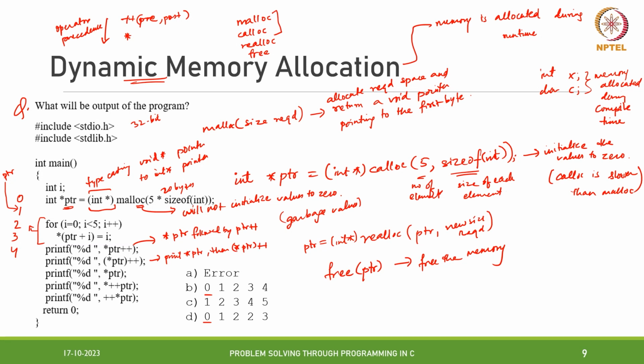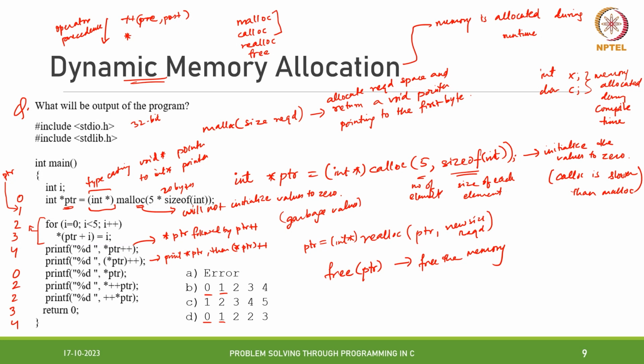ptr is a pointer pointing to the second element currently. So first it will print the value at this element, star ptr, that is 1, and then it will increment the second element by 1. So the array will now become 0, 2, 2, 3, 4. That is what will happen.